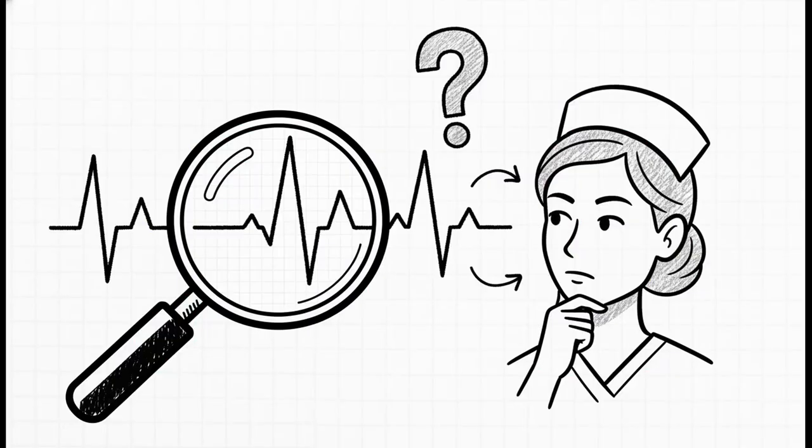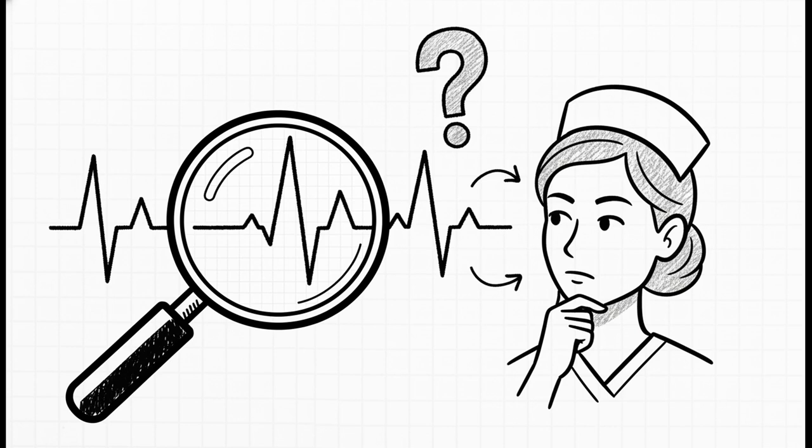So what about everything in between? Well, that falls into Category 2. These are your indeterminate findings, things like minimal variability or occasional late decelerations. The acid-base status of the fetus just isn't crystal clear here. And this is exactly where your clinical judgment as a nurse is desperately needed.